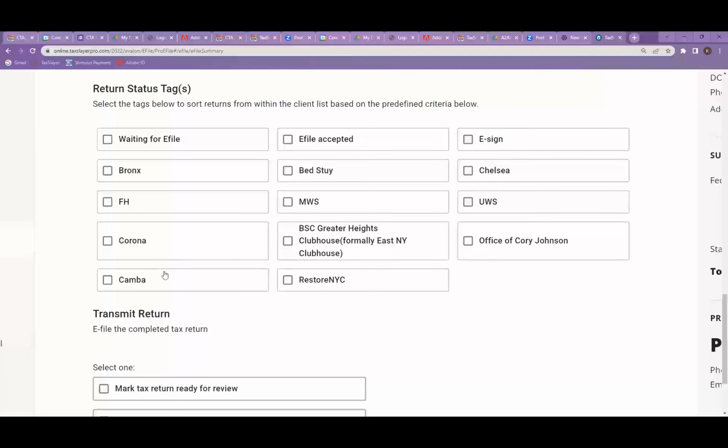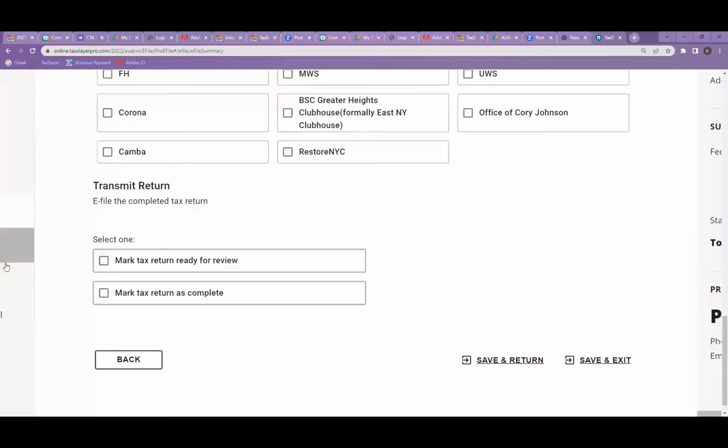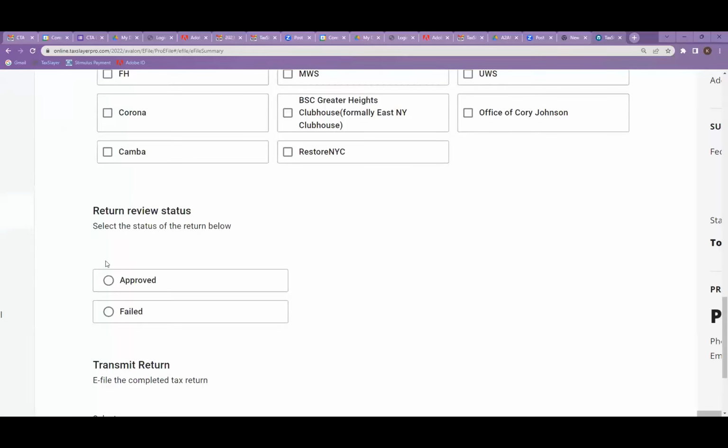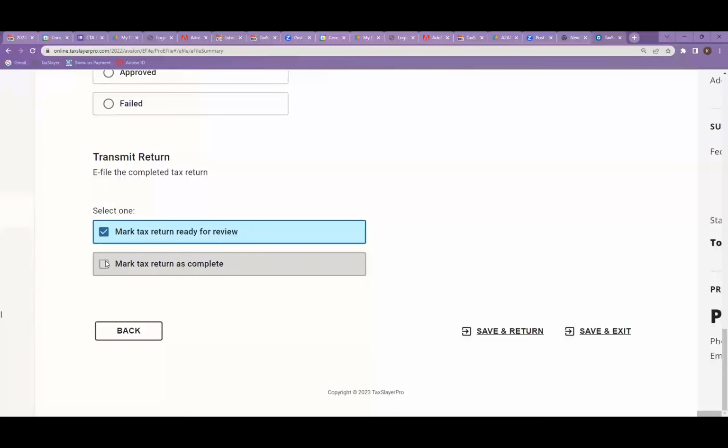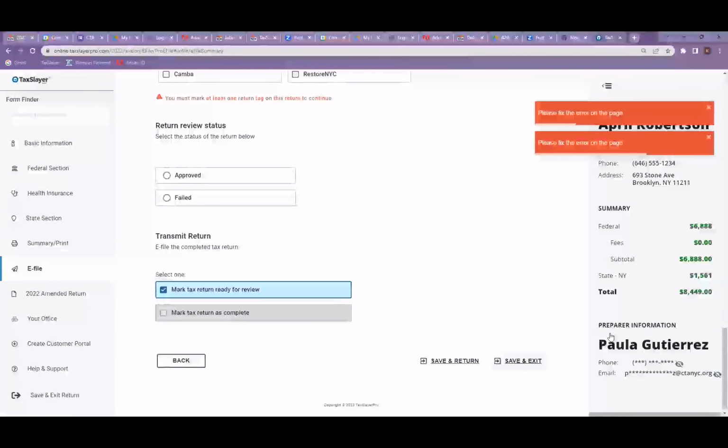Scroll down a little bit more, please. You mark the return as ready for review. Manager picks it up and reviews it. And scroll down and hit save and exit. And in terms of your job and your responsibility as preparers, you've done your job in terms of entering information here.